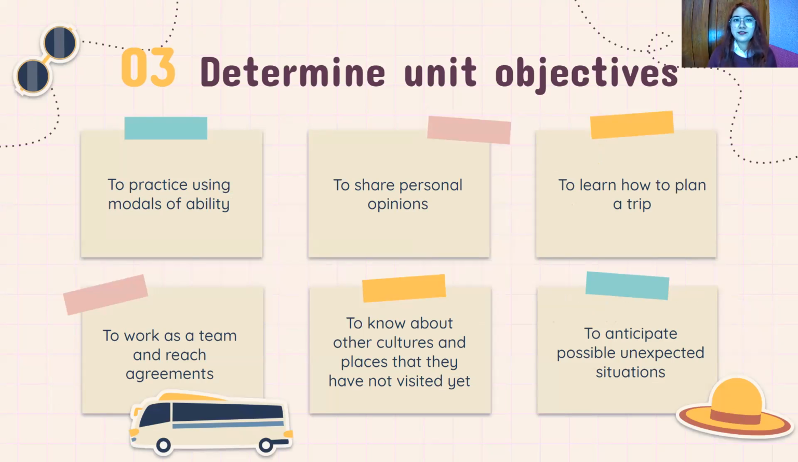The third step is to determine unit objectives. The first is to practice using modals of ability and, to a certain degree, possibility, to share personal opinions, to learn about how to plan a trip, to work as a team and reach agreements, to know about other cultures and to research places that they haven't visited yet, and to anticipate possible unexpected situations or even problems that they may face and how to deal with them.